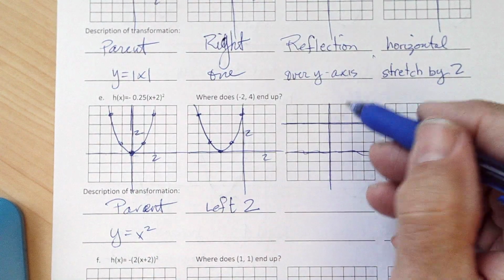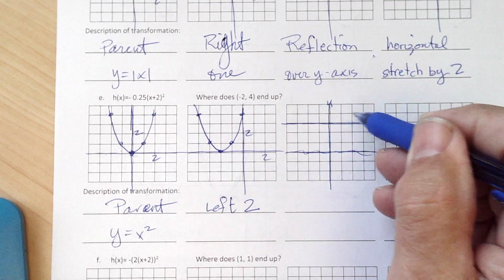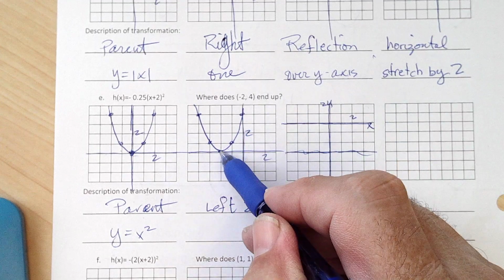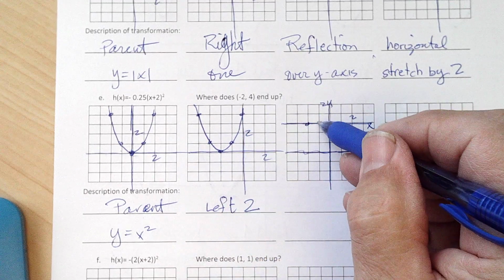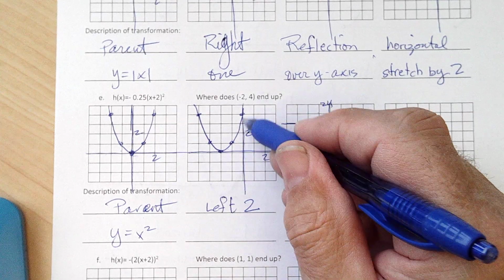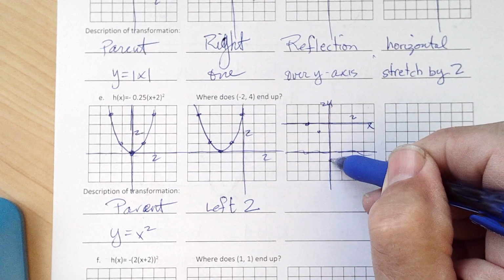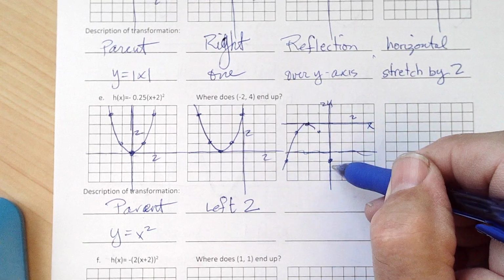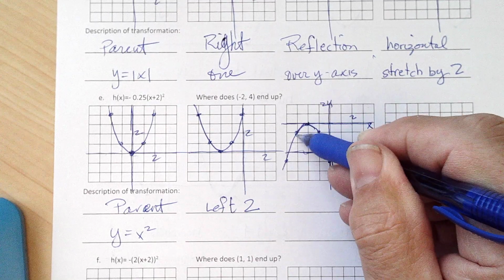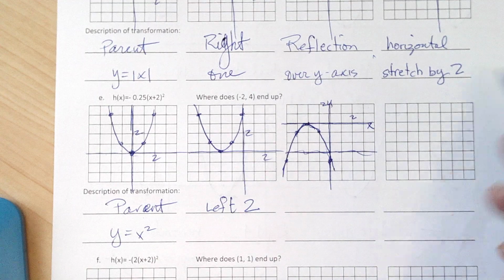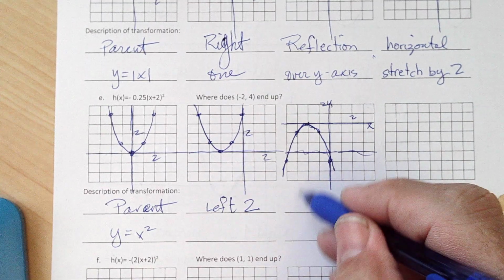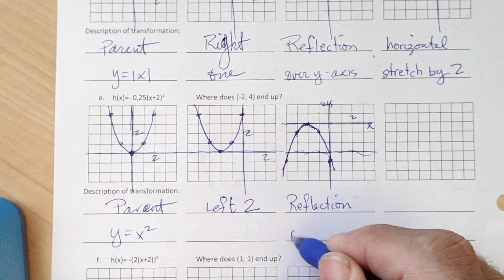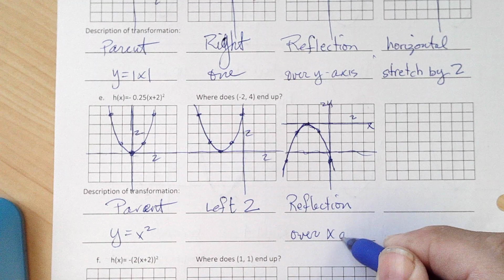So ignore this one. This is my x-axis. This is my y. This is 2. This is 2. The one that's on the axis stays on the axis. The one that's 1 above goes to 1 below. One that's 4 above goes to 4 below. And then, this is a reflection over the x-axis.